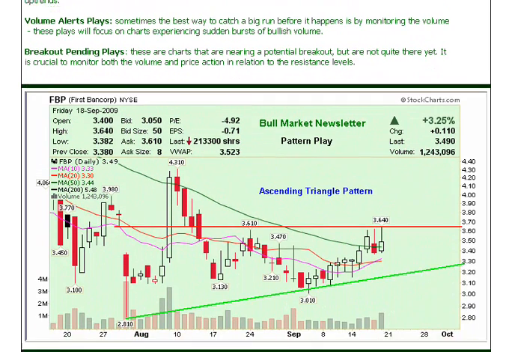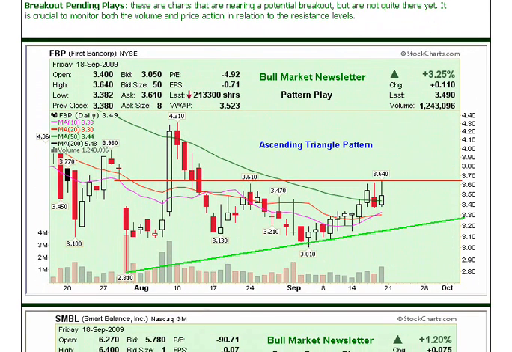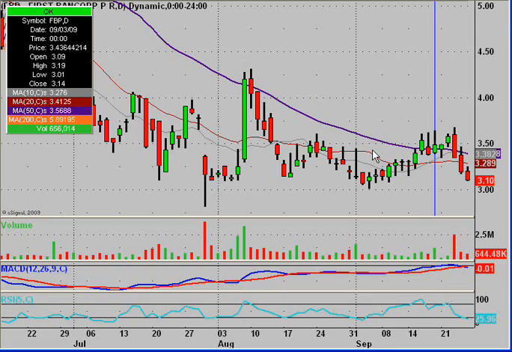Our first one was our pattern play, and this was FBP. What we had here was an ascending triangle pattern, meaning we had a steady increase in the price over time. However, we had this resistance level that was being just a pain, and it was one of those where if it breaks out of this pattern, there could be some upside potential. So let's go to the chart and see what happened with this one.